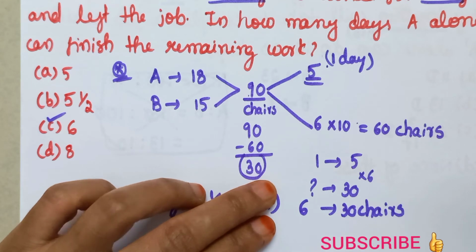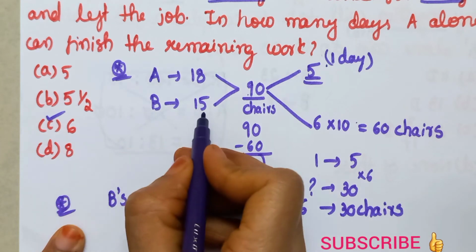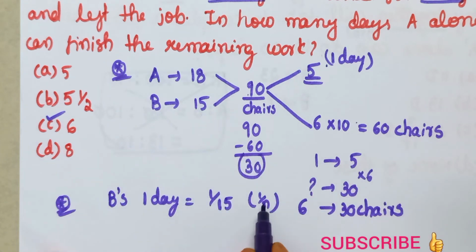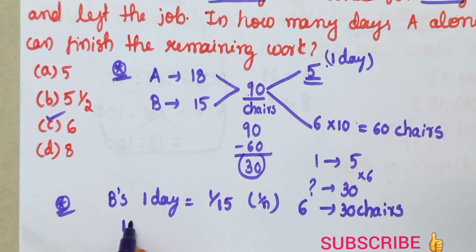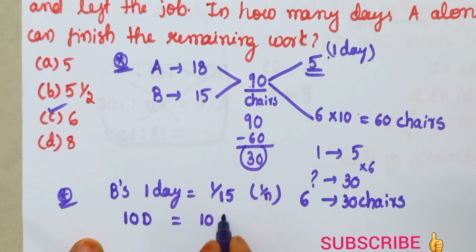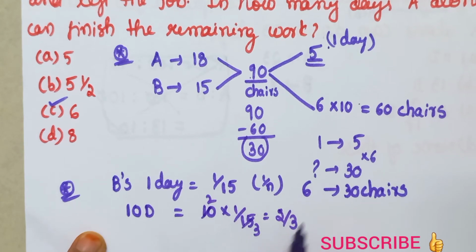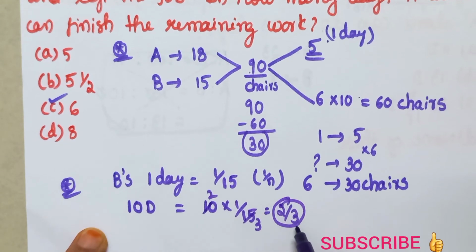So let's get started. B's 1 day's work is equal to 1 by 15, because it is 1 by n. B is taking 15 number of days, so if you invert it, it will be 1 by 15. So what do we get? B has done work for 10 days. So B's 10 days work is what? 10 into 1 by 15. So we will get 10 by 15. So if we cancel it, 5 2s are 10, 5 3s are 15, it is 2 by 3. This much of the work is done by B.